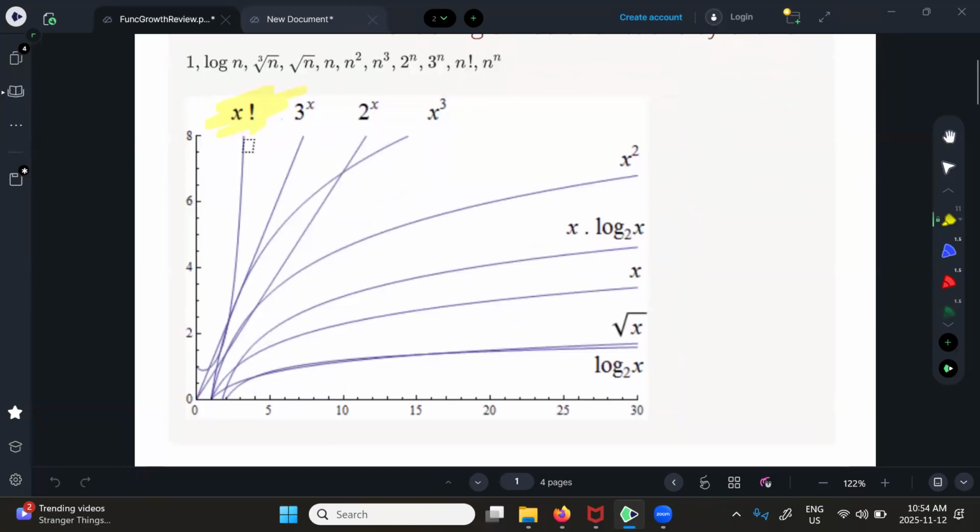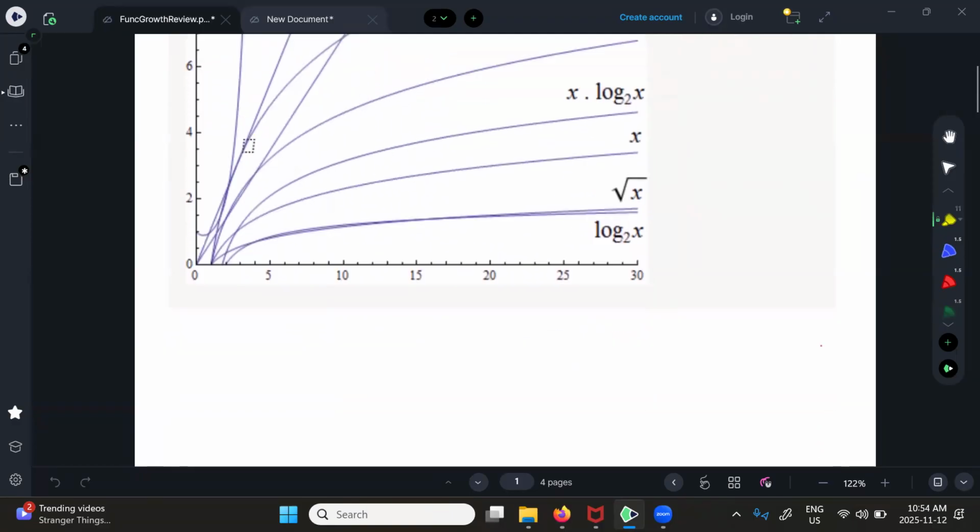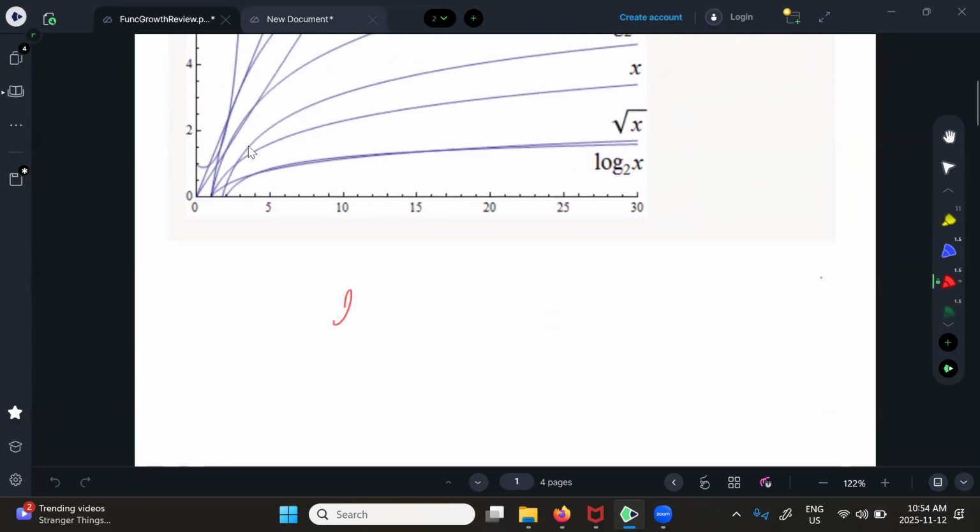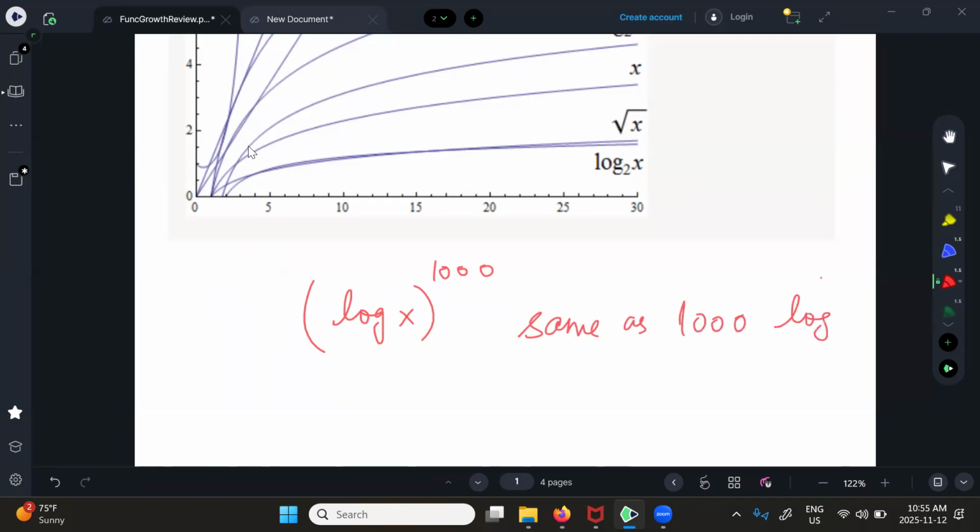Higher the function, slower the algorithm will be, okay? Slower the code. Even if I do log x to the power 1000, will it grow faster or slower than x? Even if I do power 1000, this is same as 1000 log x, which is still going to be slower than x, okay? Log x raised to whatever power, if it's a number, is going to be less than x.